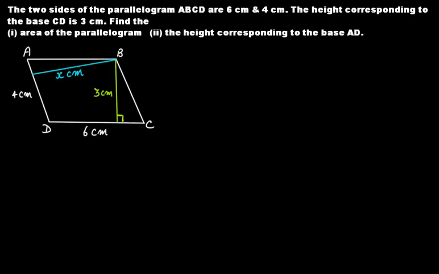In this another problem, the two sides of the parallelogram ABCD are 6 centimeter and 4 centimeter. The height corresponding to the base CD is 3 centimeter. So if you assume this as the base, and from this vertex B we have this height, that is 3 centimeter, find the area of the parallelogram.